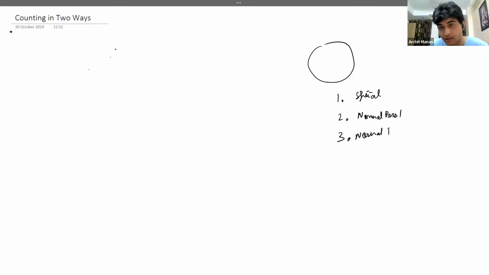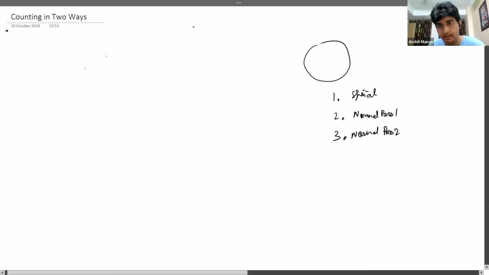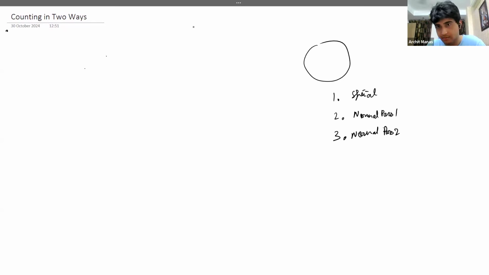Well, some of you might have actually seen this before. If you have, then just let the magic happen. If you haven't, then it's pretty good because you all see it for the first time. Okay, so there are three kinds of passes. One is a special pass, and then there's normal pass one, and then normal pass two. Note that I've numbered them because I do want to specify that they are distinct passes, so they're not interchangeable.